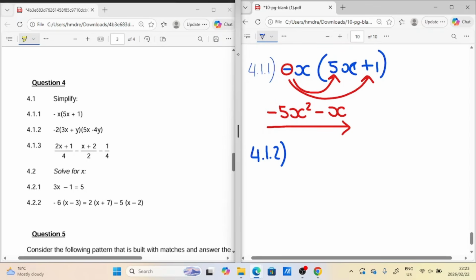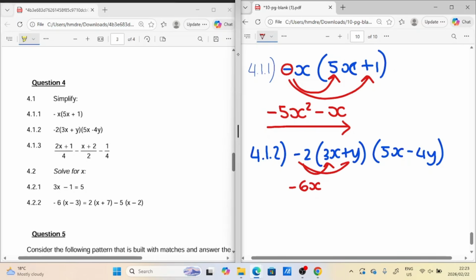4.1.2, we've got negative 2, 3x plus y times 5x minus 4y. Okay, so we are multiplying, so it doesn't matter which order we do this in. I'm going to multiply this negative 2 in first. So we're going to go minus 2 times 3x. That's going to be negative 6x. Minus 2 times y is minus 2y. And then we still have to multiply this bracket here.